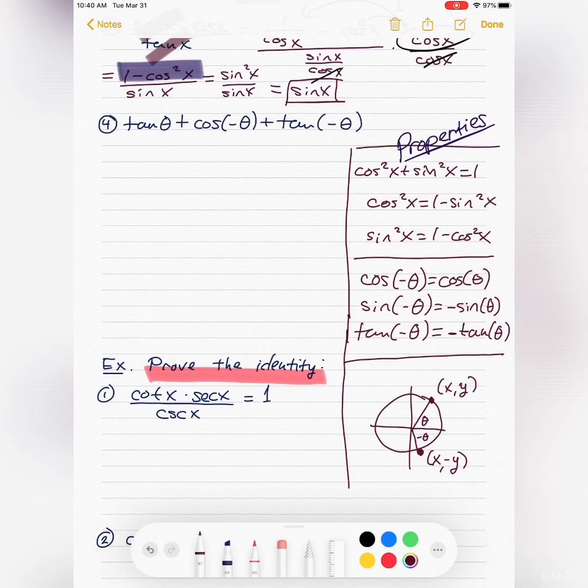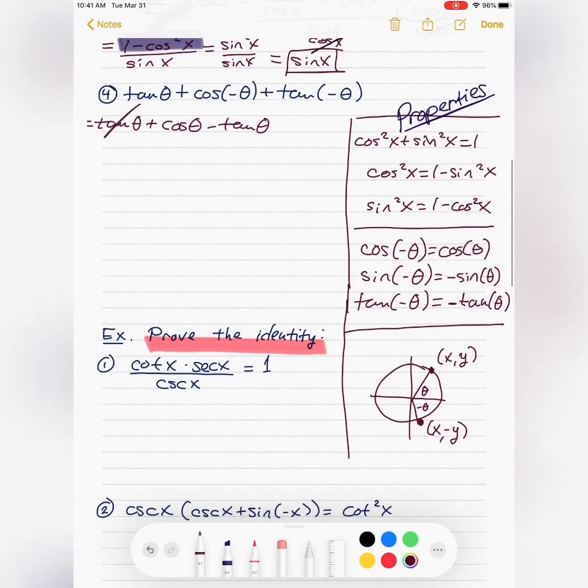So when I come back up to number 4 here, I go, okay, well, let's see, I have tan theta. Then I know cosine of negative theta is the same as cosine of positive theta versus tangent of negative theta is negative of tangent theta. So then actually it can cancel. So it looks like that one is just cosine of theta. So that turns out nice.